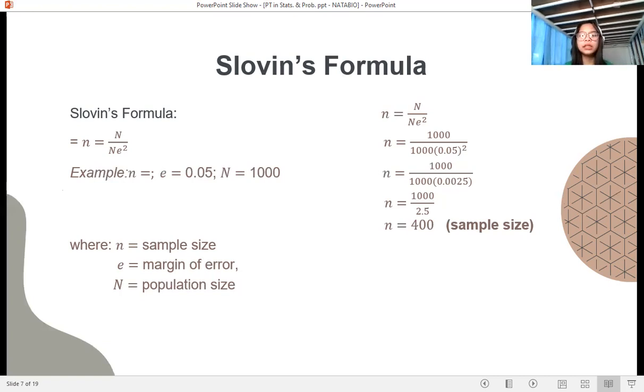Next, we will solve the parentheses. 1,000 times 0.0025 is equal to 2.5. Therefore, we have n equals 1,000 divided by 2.5. Then we just divide 1,000 by 2.5, and we have n equals 400. Therefore, we find our sample size, and our sample size is 400. That is how Slovin's formula works.